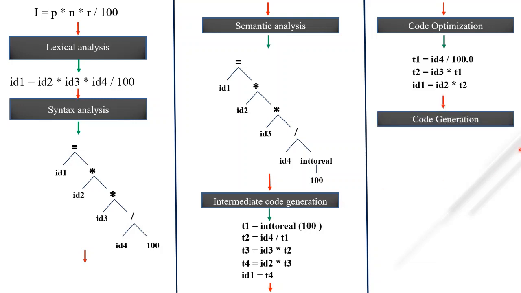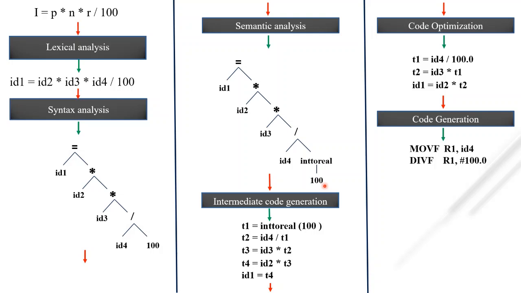Now this optimized code is used to generate the target code by the code generation phase. First, this ID4 is moved into register 1. Now here, MOVF, the F indicates that the number is a float. The identifier which holds a number, the type of this identifier is float. Now R1 is divided by 100 and the result is stored in R1. Here this hash signifies that it deals with a constant.